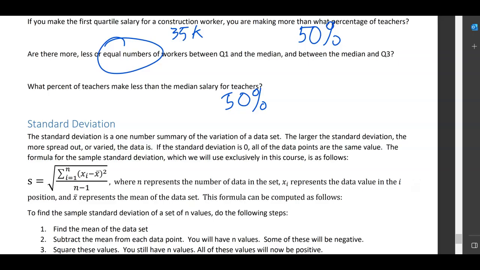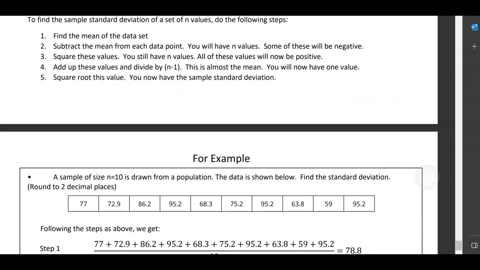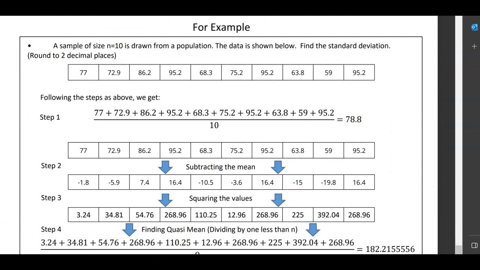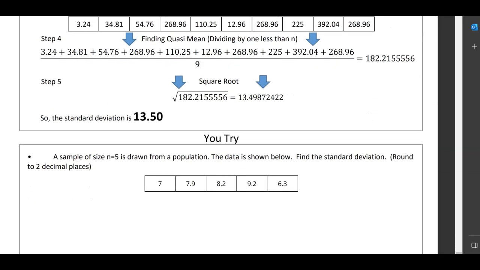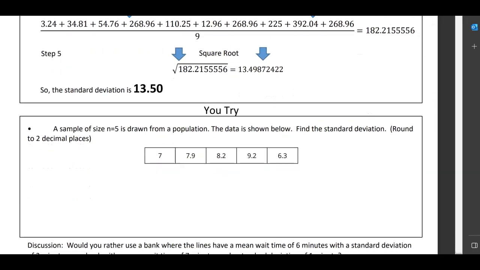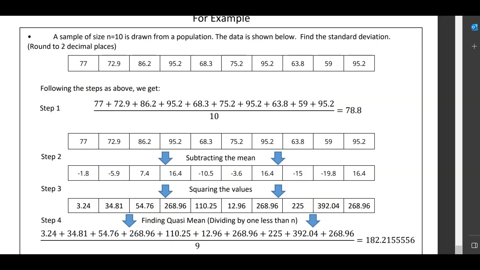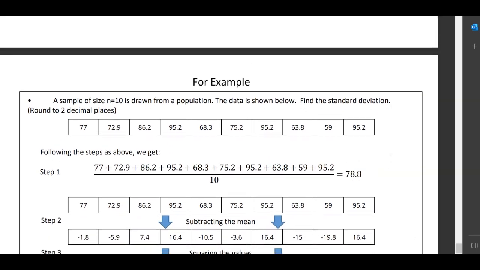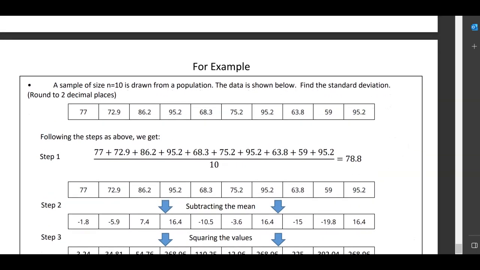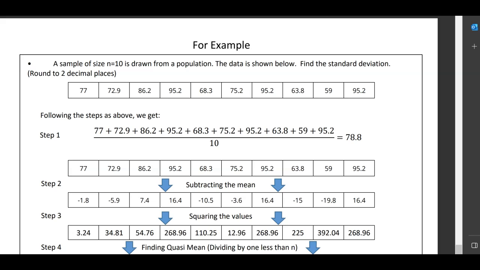Finally, we get to standard deviation. I think for this case, rather than doing one, I'd rather just cover what to do. And this picture is really nice for that. So here we have 10 numbers. The first step is you find the mean. Add them up, divide by 10.